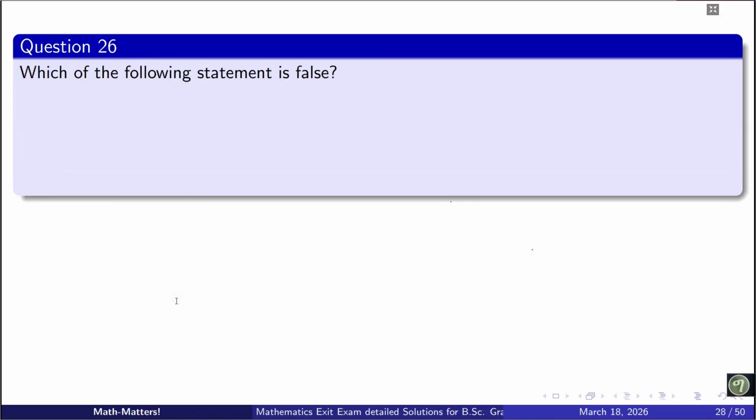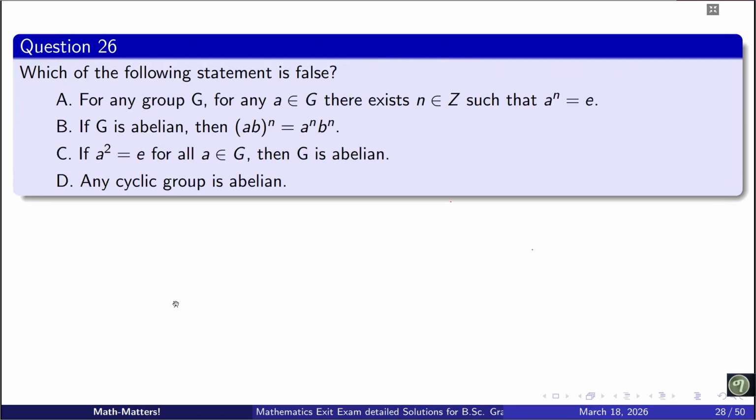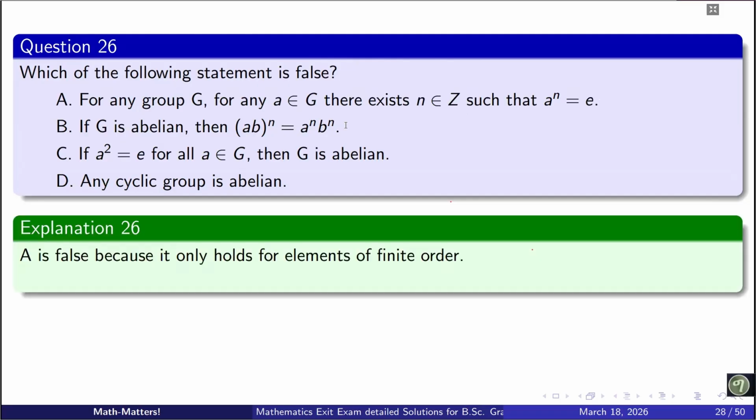Next, which of the following statements is false? Again, it is an algebra question, on group theory. For any group G, for any a an element of G, there exists n an element of Z such that a to the power of n is equal to the identity element e. If G is abelian, then (ab) to the power of n is equal to a to the power of n times b to the power of n. Okay, anyway, A is false because it only holds for elements of finite order.